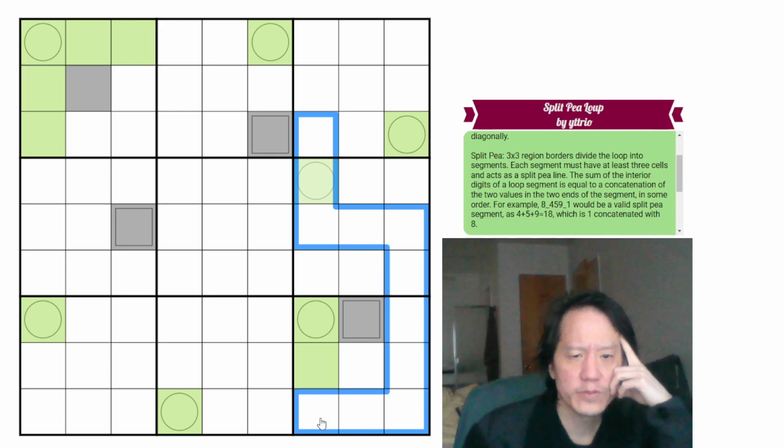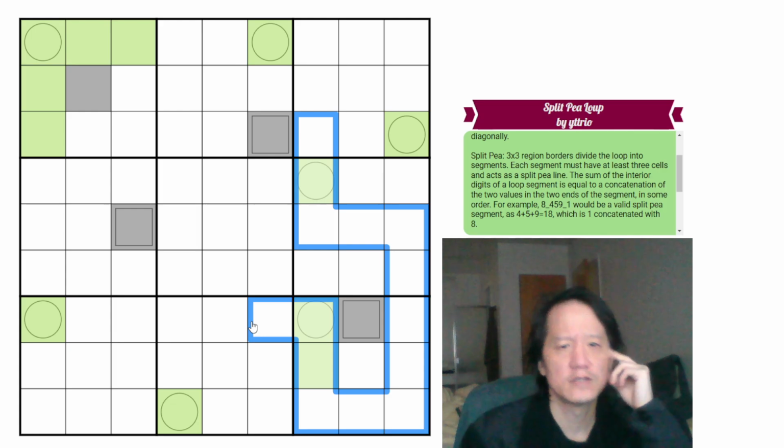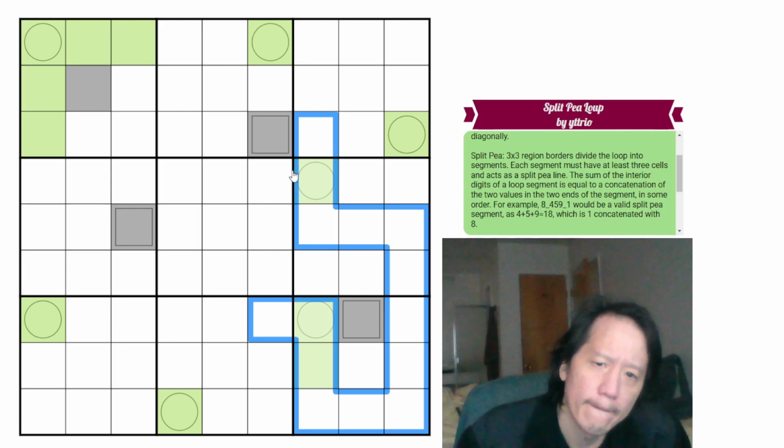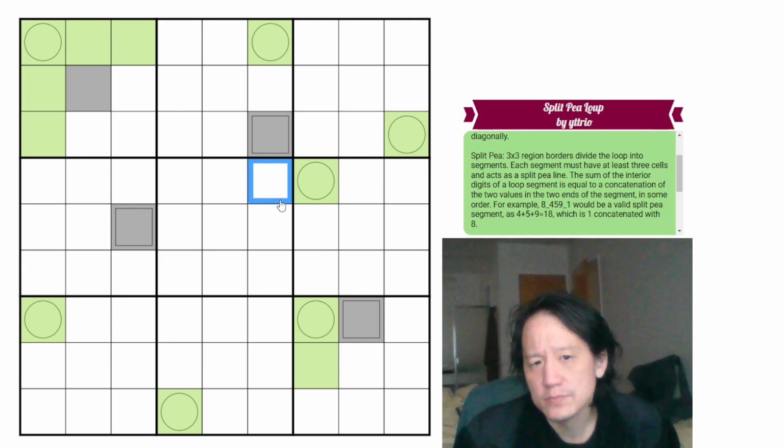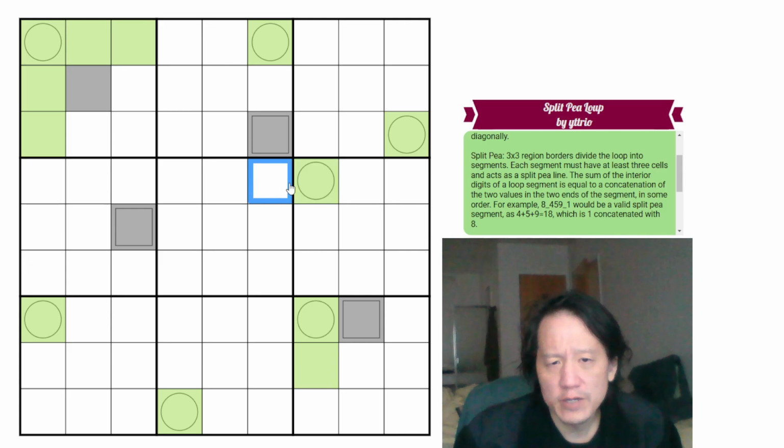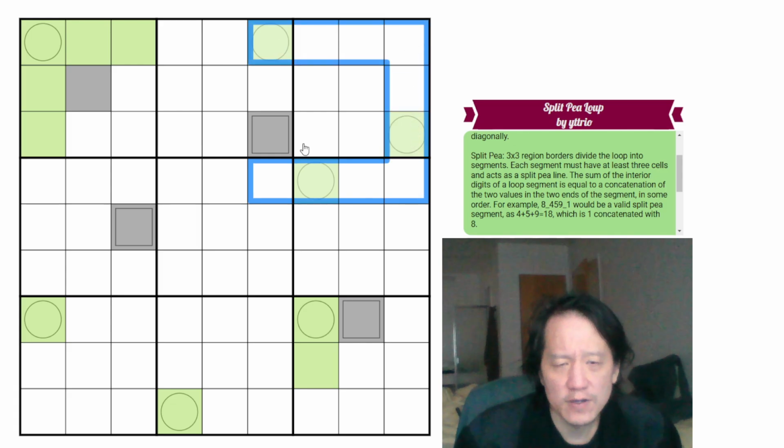I guess it could go something like this. This is valid. Yeah, and then it could go like there. Yeah, that's possible. What about coming in this way? If it comes in this way, it could go out this way, that's fine.